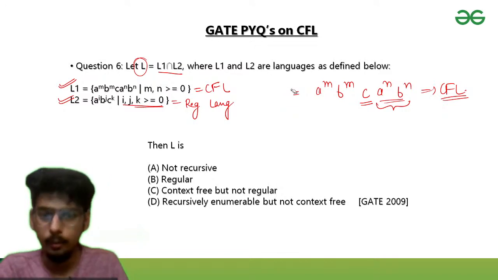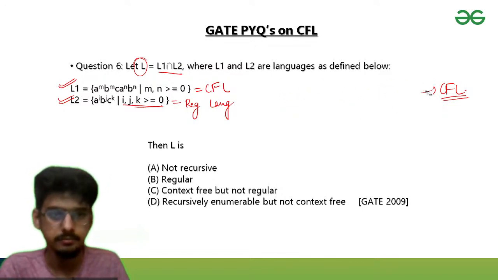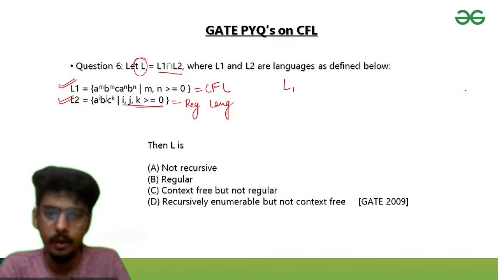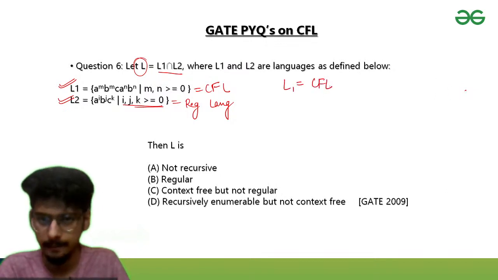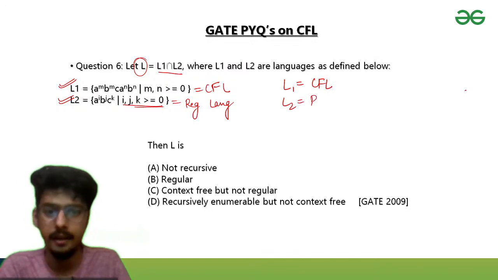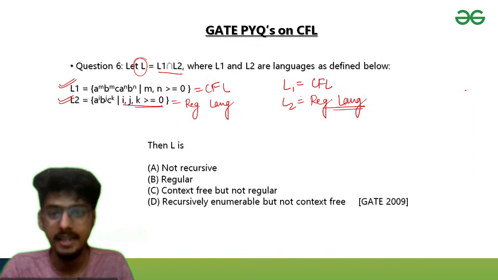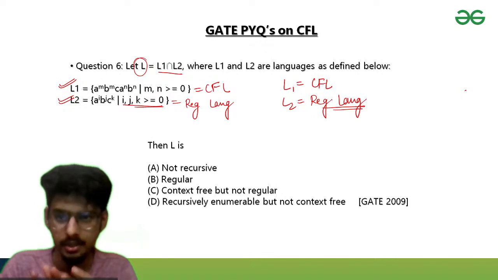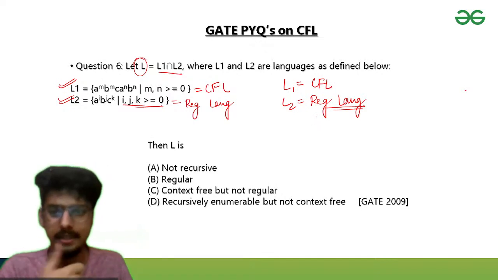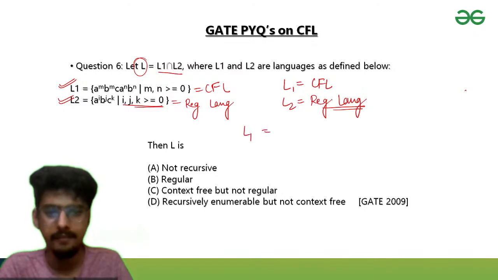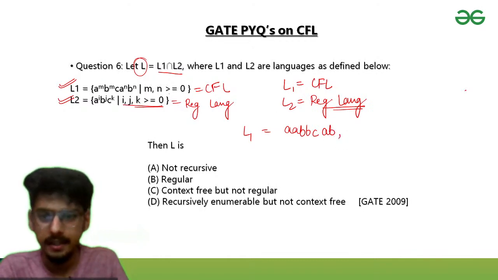So basically, let me write it over here, L1 is a context free language and L2 is a regular language, right? So the intersection, I am talking about the intersection. When you do the intersection of these two languages, what kind of strings are you getting? In L1 I have, let's say, AA, BB, C, then I have AB, right? And then I will have n greater than or equal to 0.